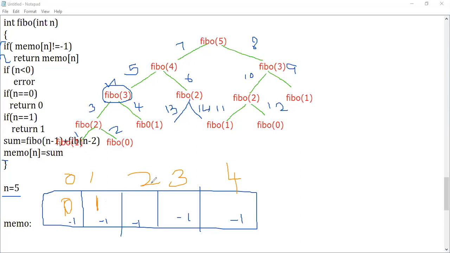When you come across fib of 2, this calculation never happens again. Fib of 2 will call fib of n minus 1. Each and every time, this particular memo array will be checked. So when you come across fib of n minus 1, I'll check whether memo of n minus 1 is not equal to -1. Whenever the calculated value is stored in the array, this -1 will be replaced with the value, right? So the value from the array is taken, it is not calculated.